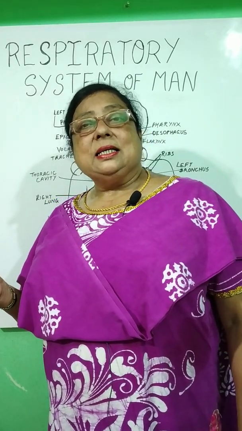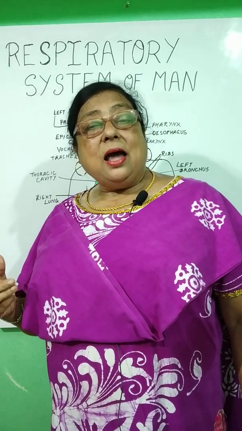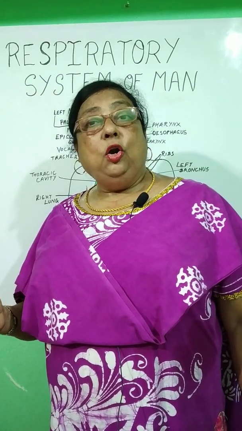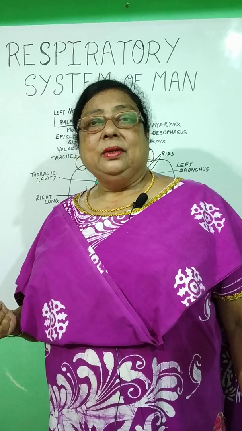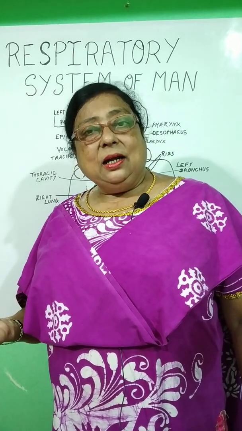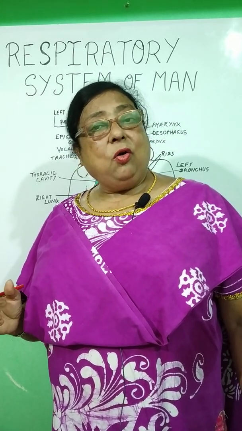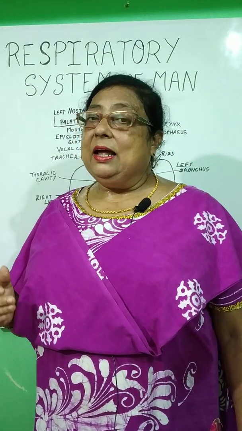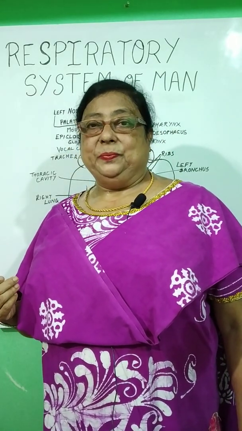Now these lungs, they are dark pink in color. They are moist and they are lobed structures. There are 3 lobes in the right lung, and they are not uniform. 3 lobes are there in the right lung, and in the left lung there are 2 lobes.